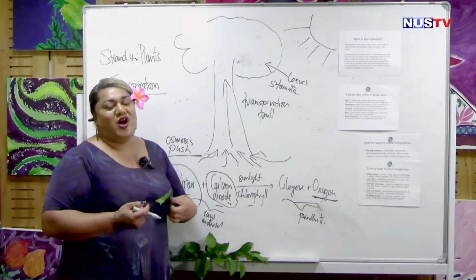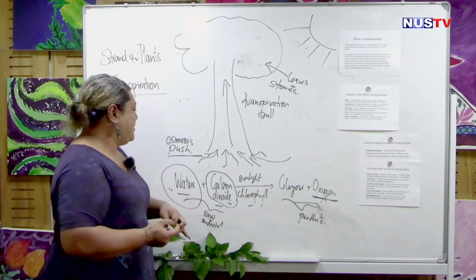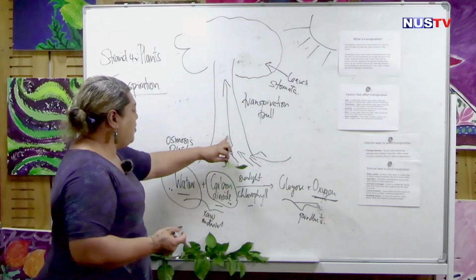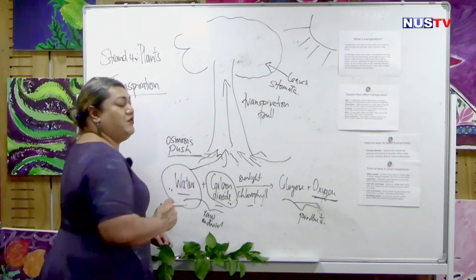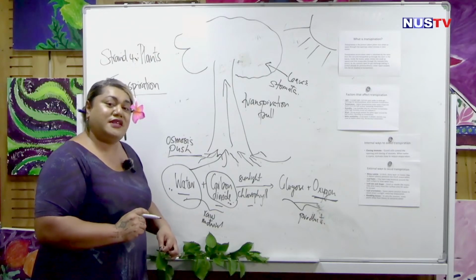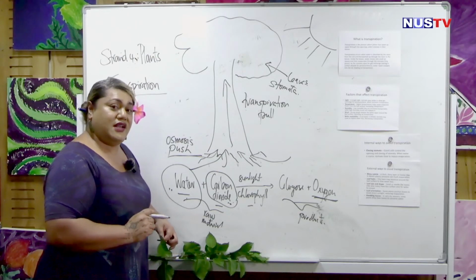We breathe in oxygen. So again, the water goes in the plants through the roots by the process of osmosis.